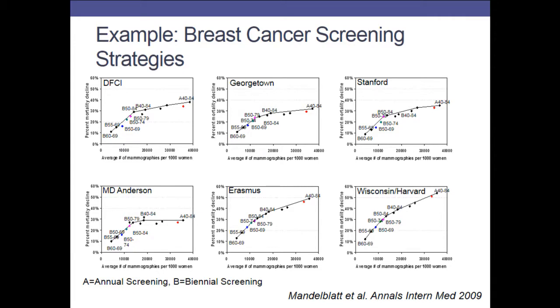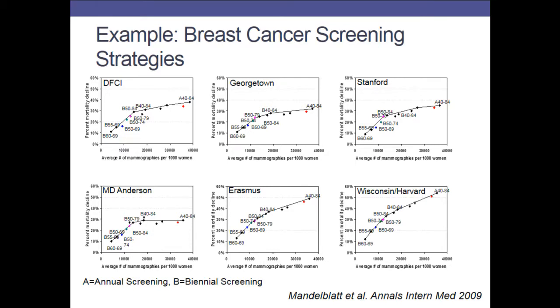This example is a collaborative modeling analysis of different breast cancer screening strategies. This analysis actually generated quite a bit of controversy in the breast cancer community. But just to explain how to interpret the results, each of these is an efficiency frontier from each of 6 different models. Each point on each frontier is a different screening strategy, which reflects either different screening intervals or different ages. The x-axis is the average number of mammograms per 1,000 women. So how many screens are you performing? The y-axis is your percent mortality decline or your benefit from screening.